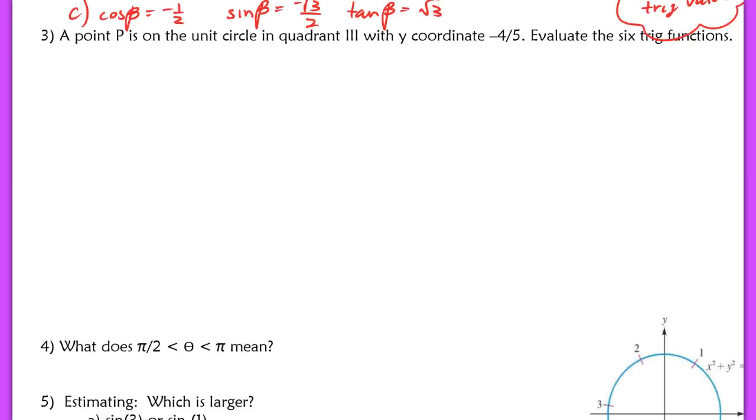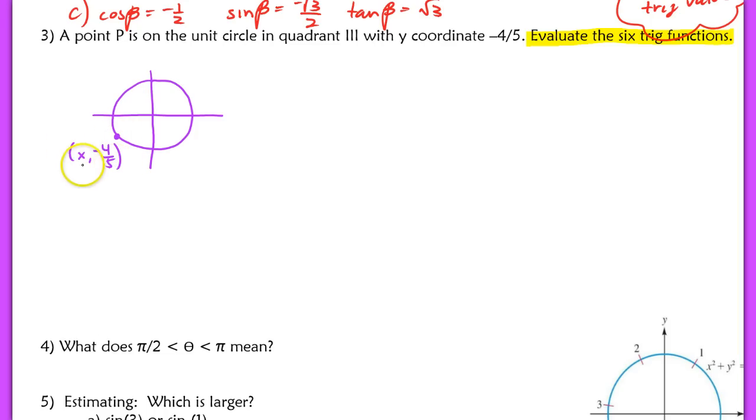Okay, in problem 3, it says a point P is on the unit circle in quadrant 3 with a y-coordinate of negative 4/5. I'm actually going to have you guys evaluate the 6 trig functions on your own just to get some practice, but we'll set up how to find that xy pair. All right, so let's start with drawing the unit circle here. And we know that point P has to lie in the 3rd quadrant, so it's somewhere over here. Now, the y-coordinate is negative 4/5.